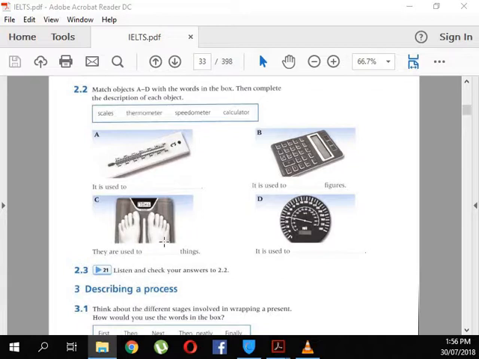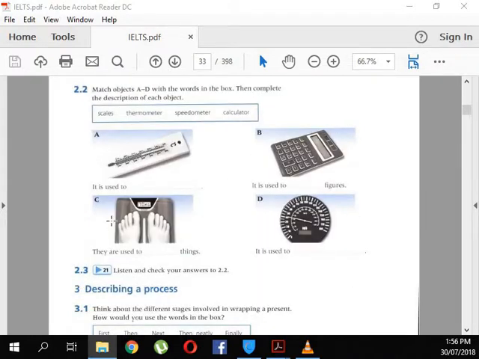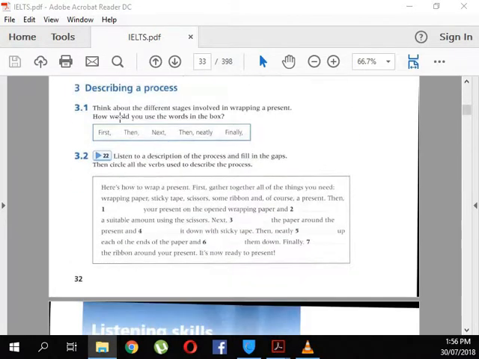All right. It's saying the same thing. We've already solved the answers. Okay. Describing a process. Think about the different stages involved in wrapping a present. How would you use the words in the box? First, then, next, then, neatly, and finally. So you will use these words, and how would you use them? Let's listen to this.